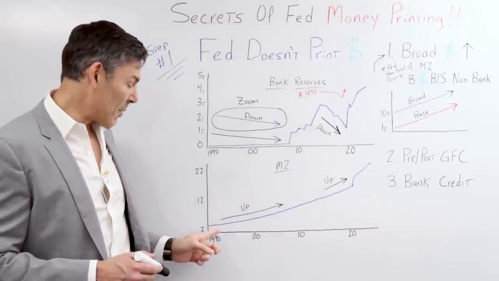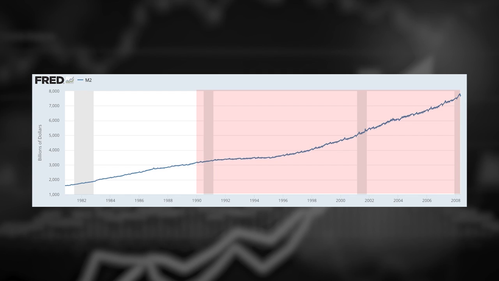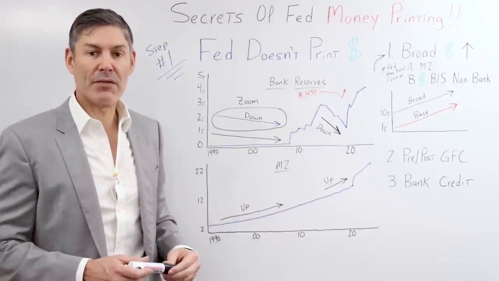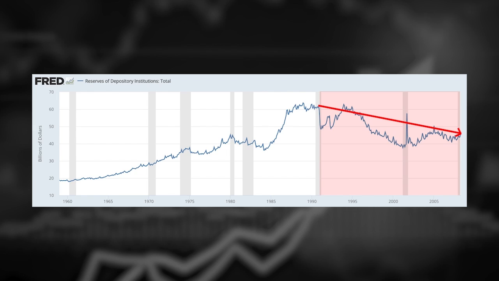But you will see by looking at the chart with the exact same dates that M2 money supply went from $3 trillion all the way up to $8 trillion. How on earth does this happen if the amount of bank reserves in the system dictate the amount of broad money supply?